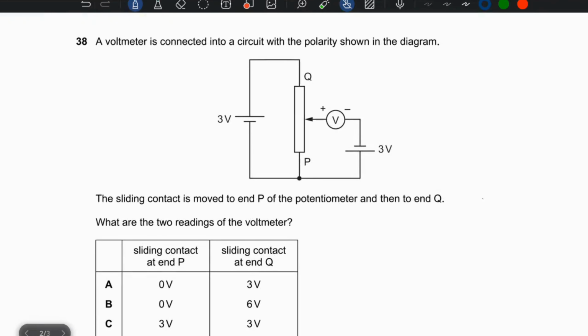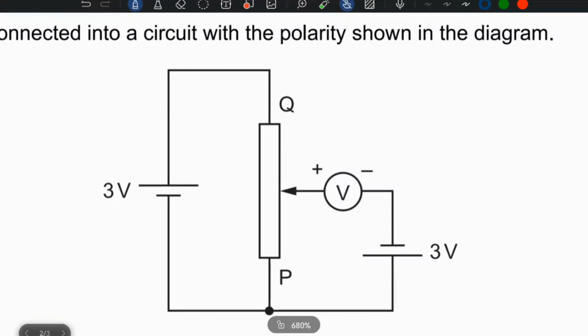A voltmeter is connected into a circuit with the polarity shown in the diagram. So we have a circuit here, and the sliding contact is moved to NP of the potentiometer and then to NQ. What are the two readings of the voltmeter? Okay, so let's first analyze the diagram. We have a very nice diagram here.